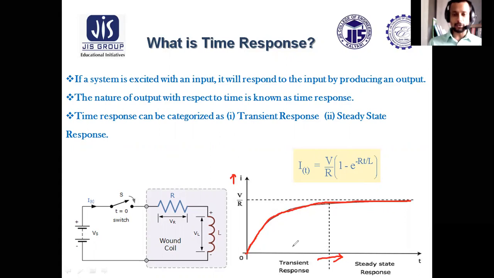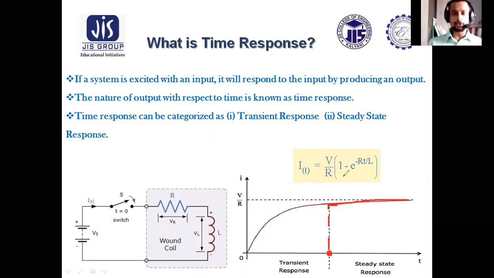Okay, so transient response generally occurs during the starting period of switching. Now after some certain interval, after this point on the time axis, after this time, see, the output almost becomes steady. Okay, this is known as steady state response.